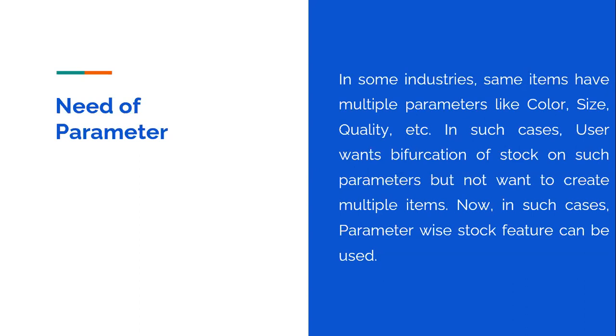In such cases, we can bifurcate the stock according to size, color, and other parameters in multiple ways. So they don't need to create an item multiple times, because a single item may have different parameters, but that doesn't mean the item should be created multiple times. These parameter features will be helpful for an organization that can create a single item and, under that single item, use different parameters to maintain their stocks.